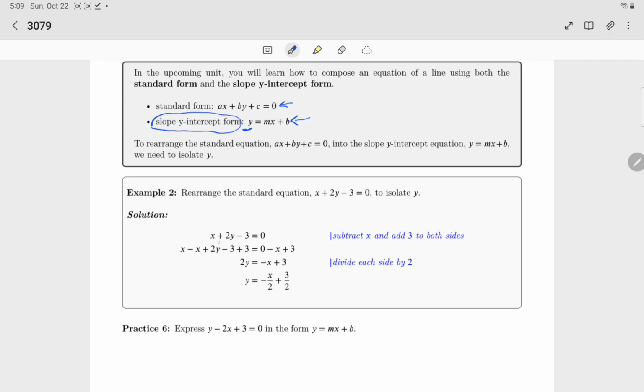In example 2, we're going to subtract x from both sides. We're going to add 3 to each side, and this will give us 2y equals negative x plus 6. Remember, we want y by itself equals a constant m times x plus another constant. All we have to do next is divide each term by 2 to get y equals negative x over 2 plus 3 over 2.